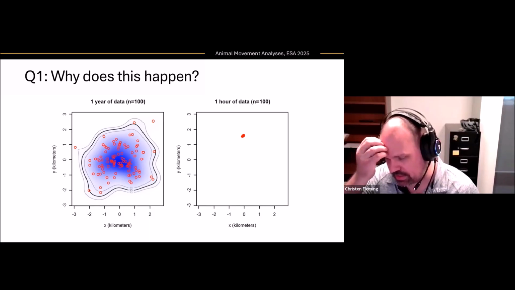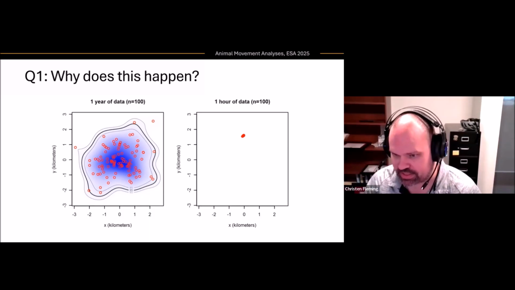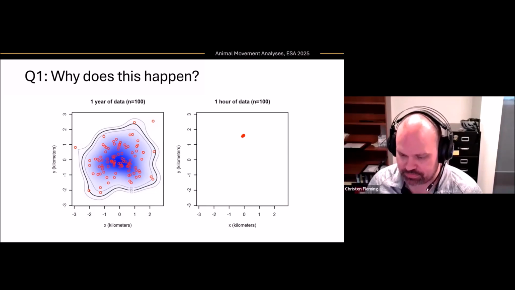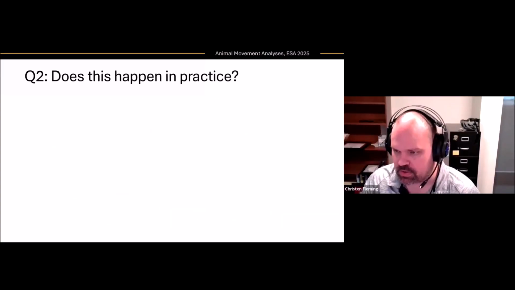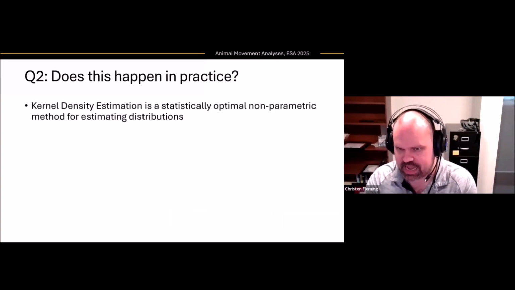So this is the simplest explanation of why this happens. You're just not collecting enough data, and the data that you did collect is way too autocorrelated. So it's all basically the same. This is an extreme example. And then for an actual tracked animal, how extreme will it be? It'll just depend on how extreme the sampling is. So does this happen in practice for empirical data?